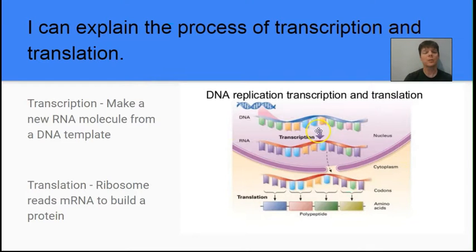Our next learning target is to explain the process of transcription and translation. Transcription means that we are building a new RNA molecule from a DNA template. So the DNA is pre-existing, it's an old molecule, it's used to make a new RNA molecule. This is happening inside of the nucleus. Once the RNA is produced, it is going to leave the nucleus, travel to the ribosome, where the information in the messenger RNA is read by the ribosome, and that information is used to put together a polypeptide, which is a chain of amino acids.